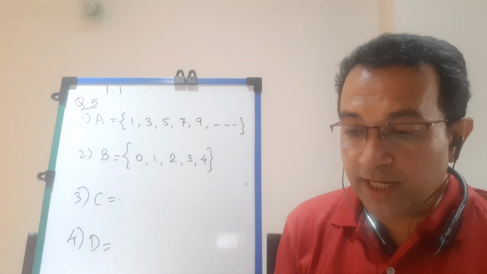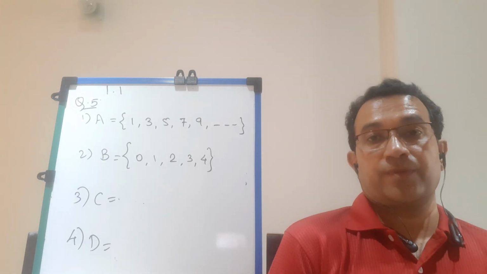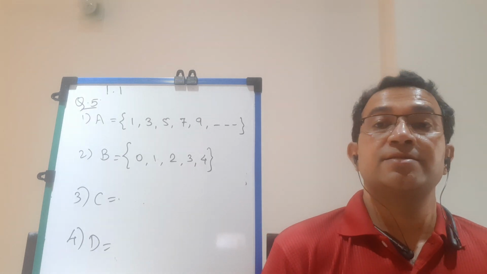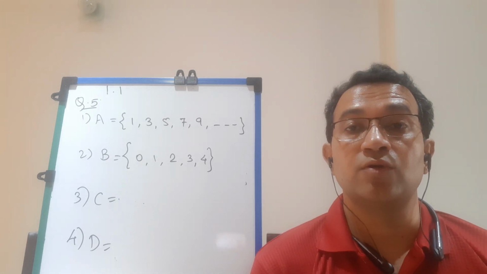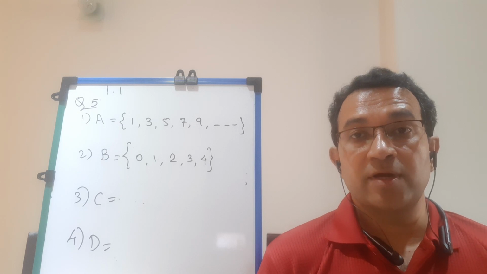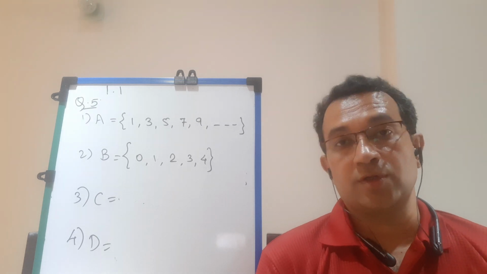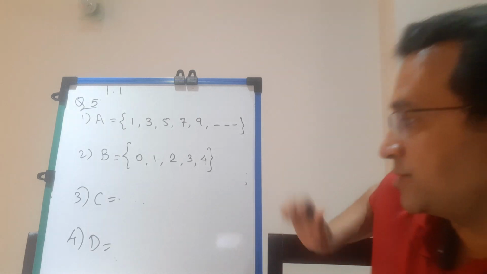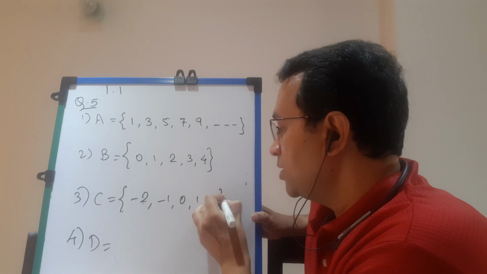Then set C is equal to the set of x such that x is an integer and x square is less than or equal to 4. Students, list out how many integers have square less than or equal to 4. Definitely minus 2 square is 4, minus 1 square is 1, 0 square is 0, 1 square is 1, 2 square is 4. So minus 2, minus 1, 0, 1 and 2. 5 elements.